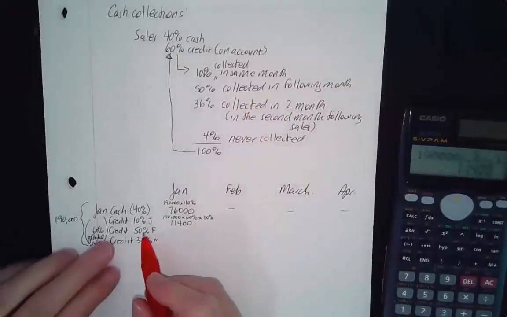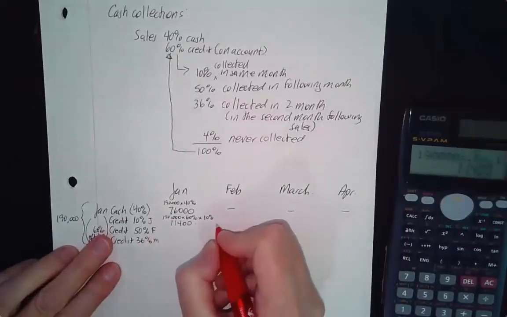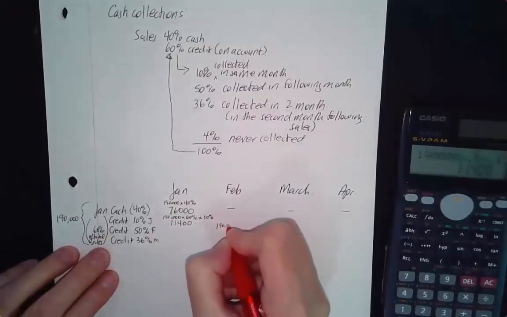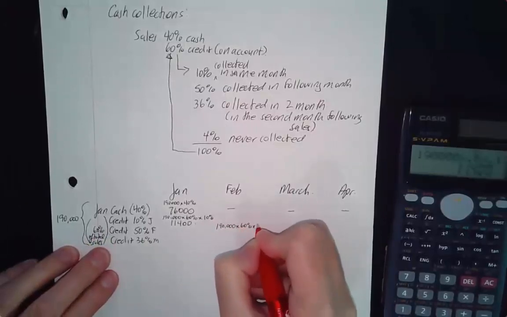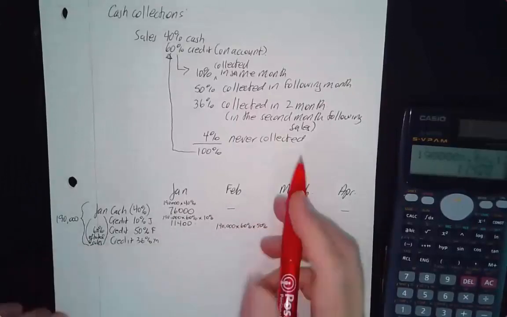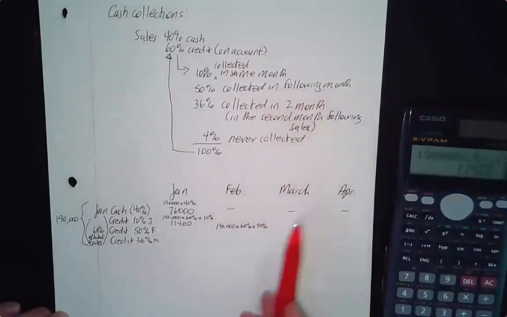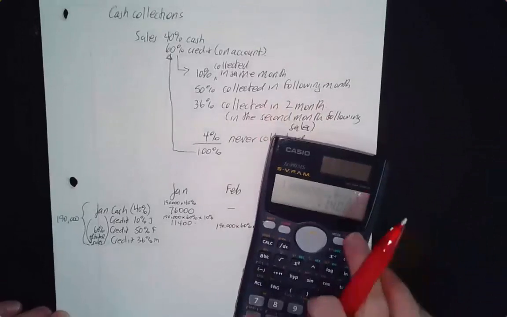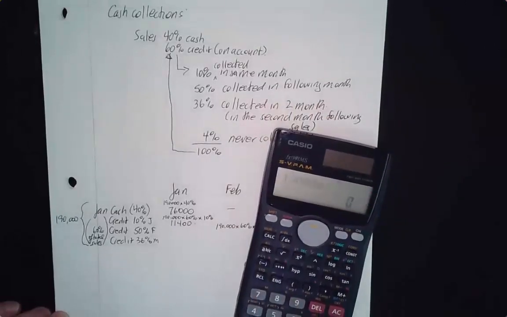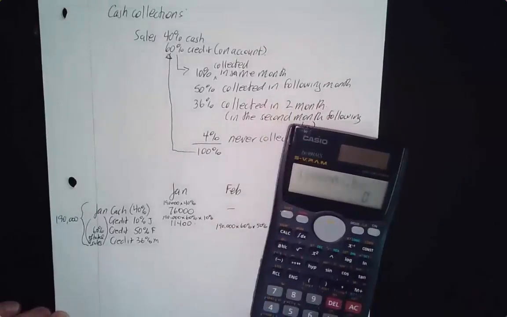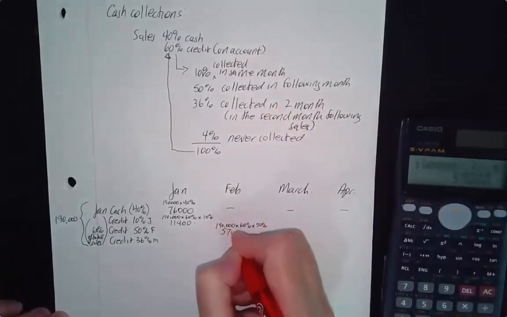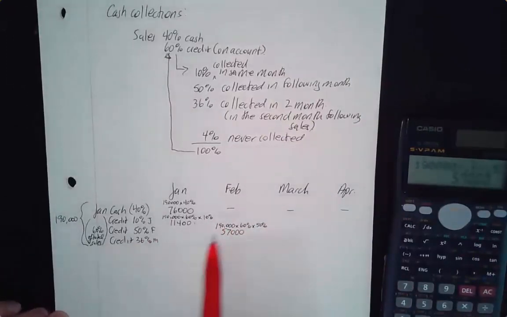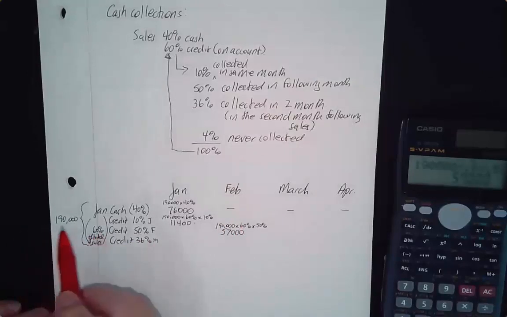March. So when I go over to February, I'm going to take the 190,000. I'm going to multiply it by the 60%, which are credit sales, and then I'm going to multiply it by the 50% that I collect in the month following the month of sale, right? So if I look at that, 190 times 0.6 times 0.5 is equal to 57,000. So in February, I will collect 50% of the 60% of the total amount.